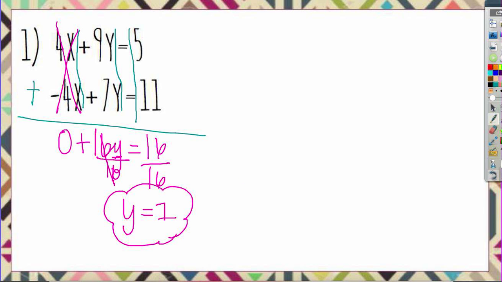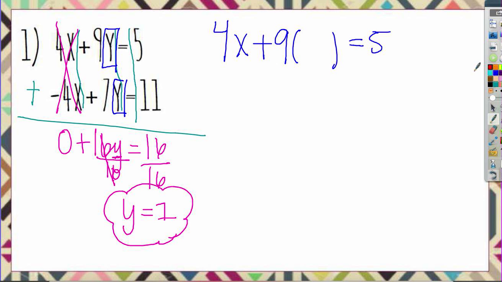So I can plug that back in for y in either of the original equations. It doesn't matter. I could plug it here next to the 9, or I could plug it here next to the 7. Doesn't matter. I'll do the top one. So I've got 4x plus 9 times y equals 5. We just found out y is 1.